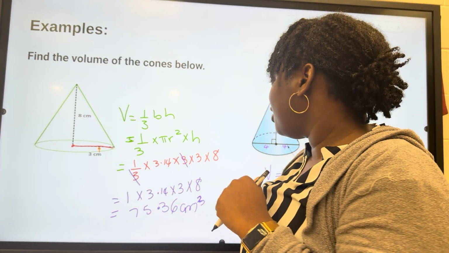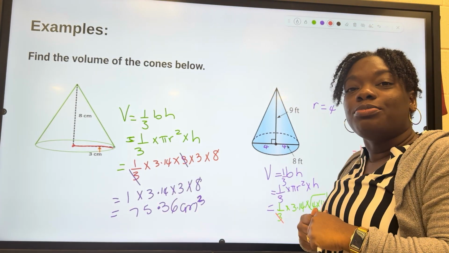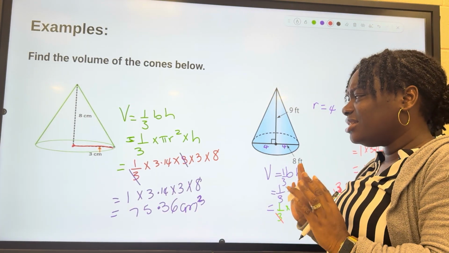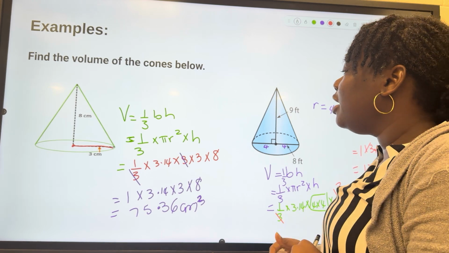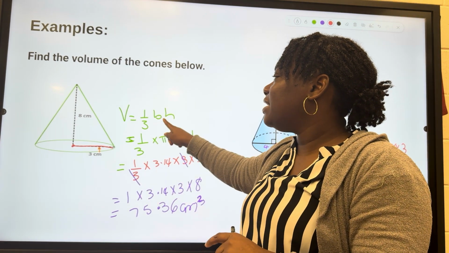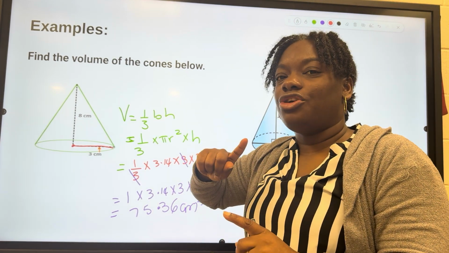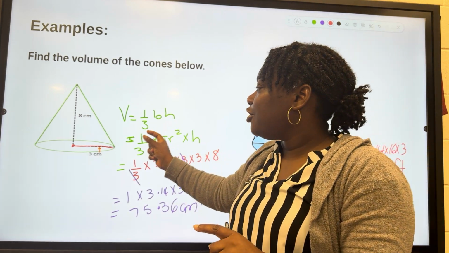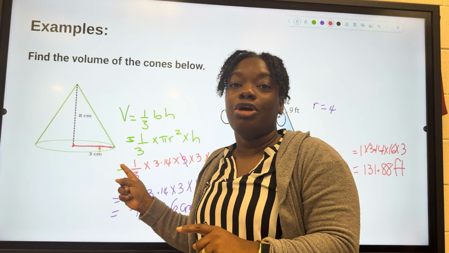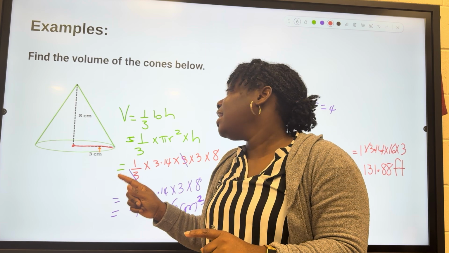Easy peasy, all right? Take the time to pause and just look, because it's super simple. Just remember the formula. It's 1/3 of your base area times your height, all right? And whatever your base is, just remember how to find the area of that base and plug it in the formula.